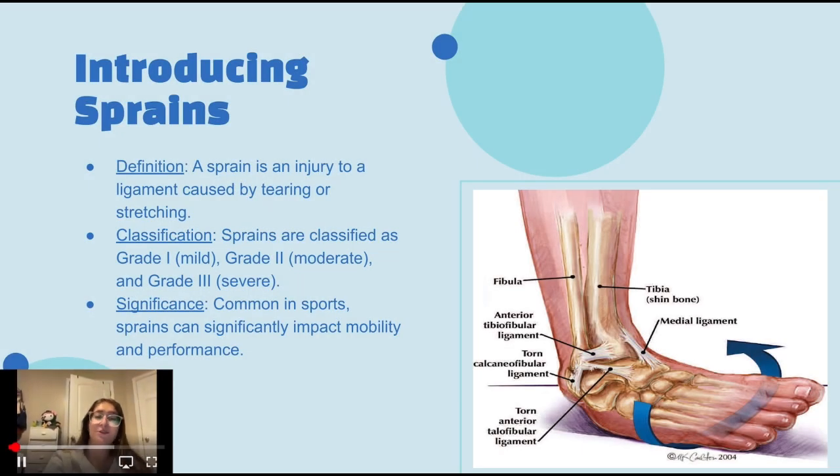Okay, so let's introduce sprains. A sprain is an injury to a ligament caused by tearing or stretching. Sprains are classified as grade 1, grade 2, and grade 3. Grade 1 sprains are mild, grade 2 sprains are moderate, and grade 3 sprains are normally severe. And then for significance, common in sports, sprains can significantly impact mobility and performance as well.